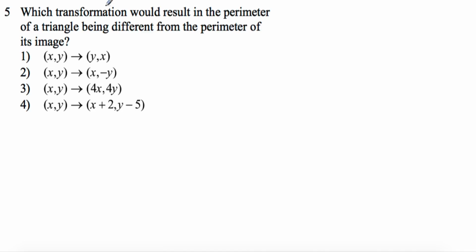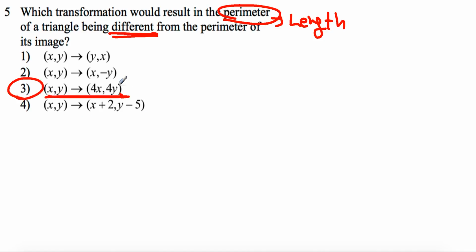We're looking for the transformation resulting in the perimeter of the triangle being different. Perimeter has to be different, but the perimeter is essentially the unit of length, so length has to be different. How could it be possible? The only thing that in this case would be possible is choice 3, because that's the expression for dilation by a factor of 4 centered at the origin. So in that case, since the picture got bigger, the perimeter wouldn't be the same anymore.